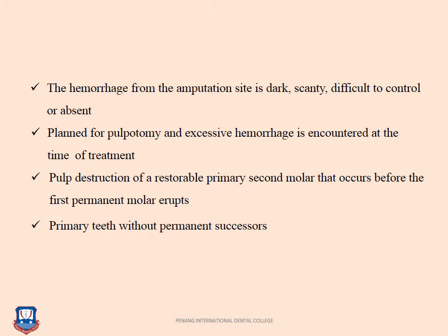It is indicated in the pulp destruction of a restorable primary second molar that occurs before the first permanent molar erupts. Also, if the primary teeth are without successors, in such cases we have to preserve the primary teeth because the permanent successor is missing.